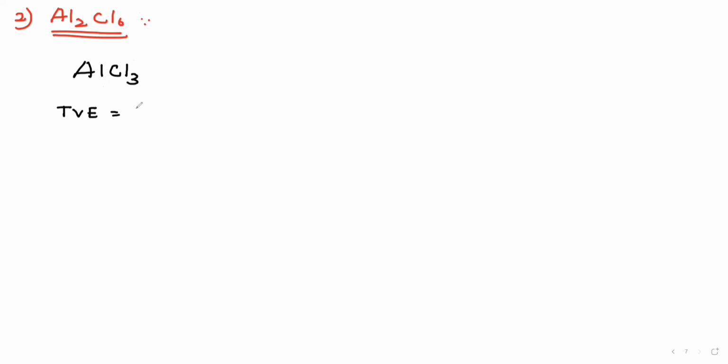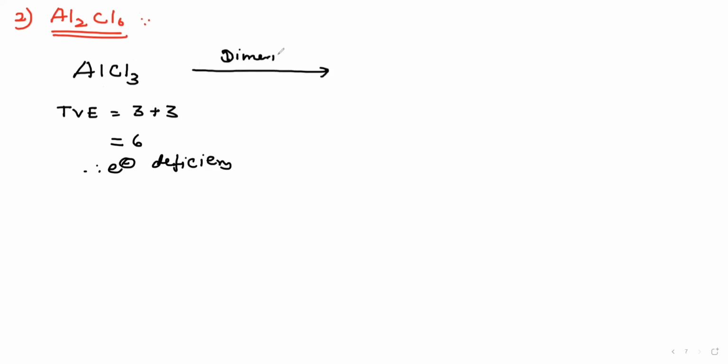This belongs to the boron family. There are 3 valence electrons. This is 3, therefore I get 6. This is also electron deficiency. Therefore, they undergo dimerization. I get Al2Cl6. Right? Now write the configuration of aluminum.